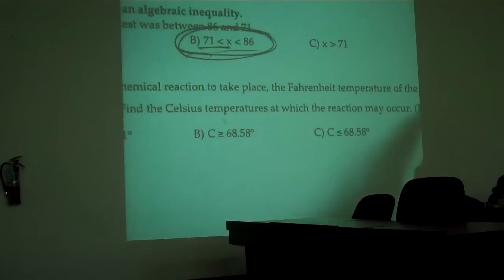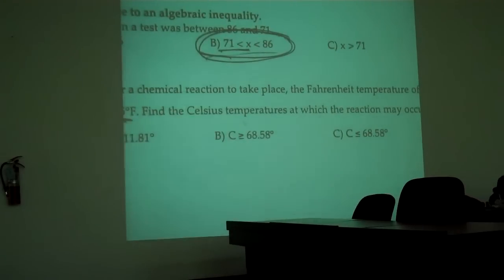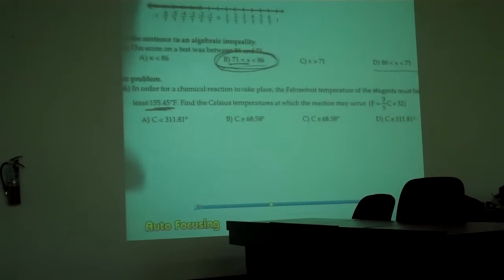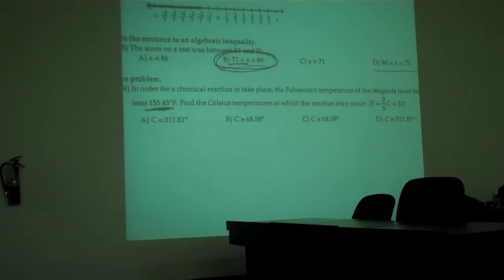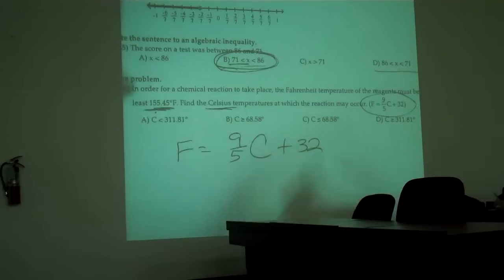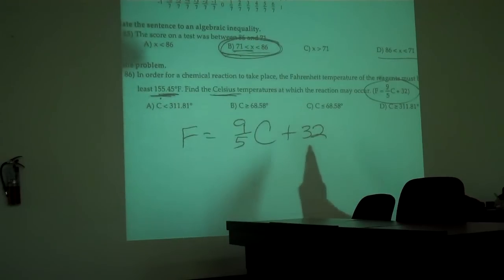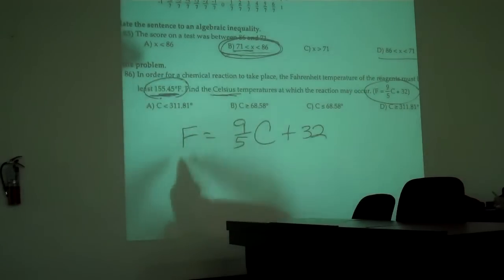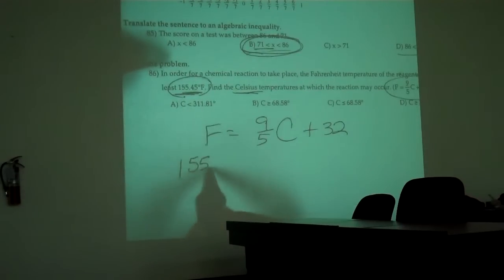Okay, the Fahrenheit must be at least 155. Make it smaller where we can read this. In order for a chemical reaction to take place, Fahrenheit of the reagents must be at least 155.45. Find the Celsius temperature that reaction would occur. So use this formula. Fahrenheit is 9/5 C plus 32. Okay? This is your Fahrenheit, so put it right here, 155.45 degrees Fahrenheit.